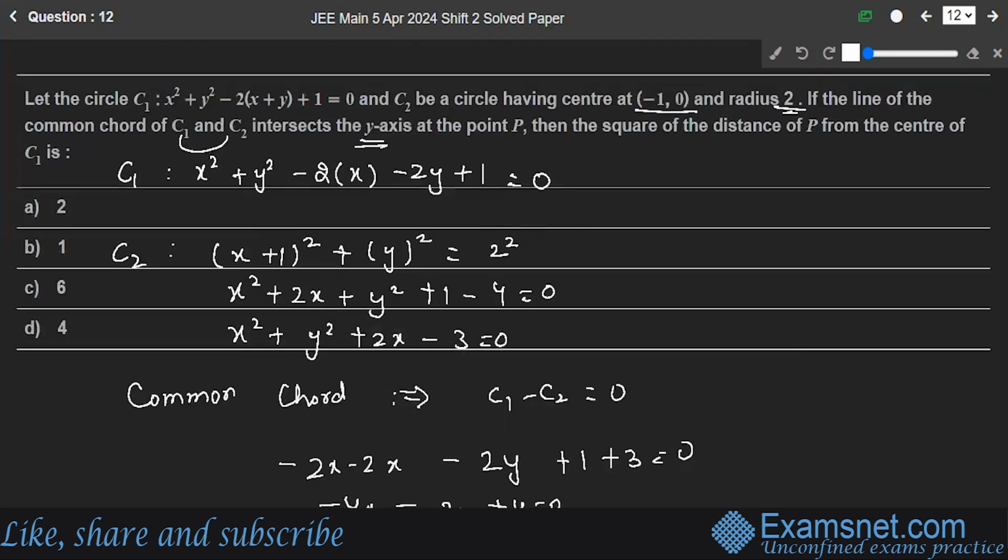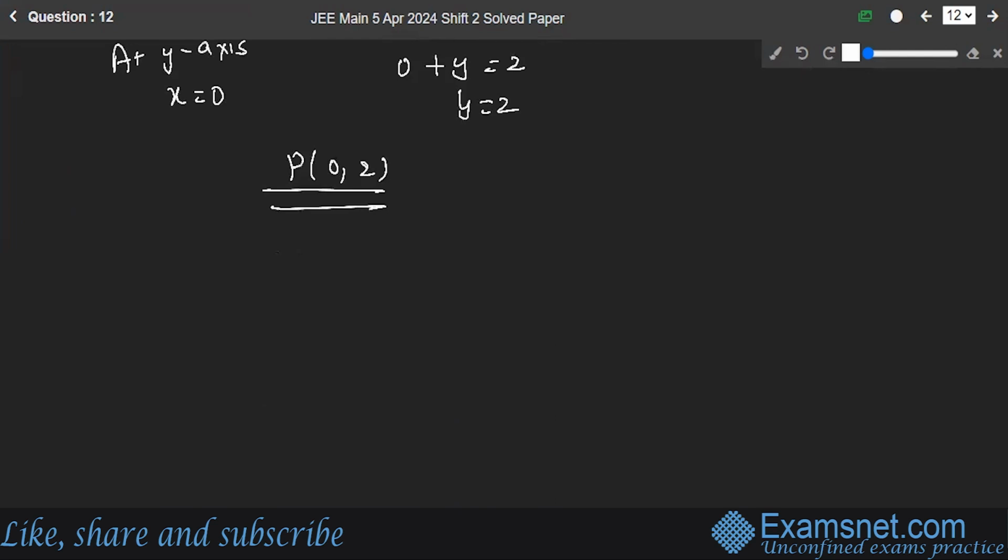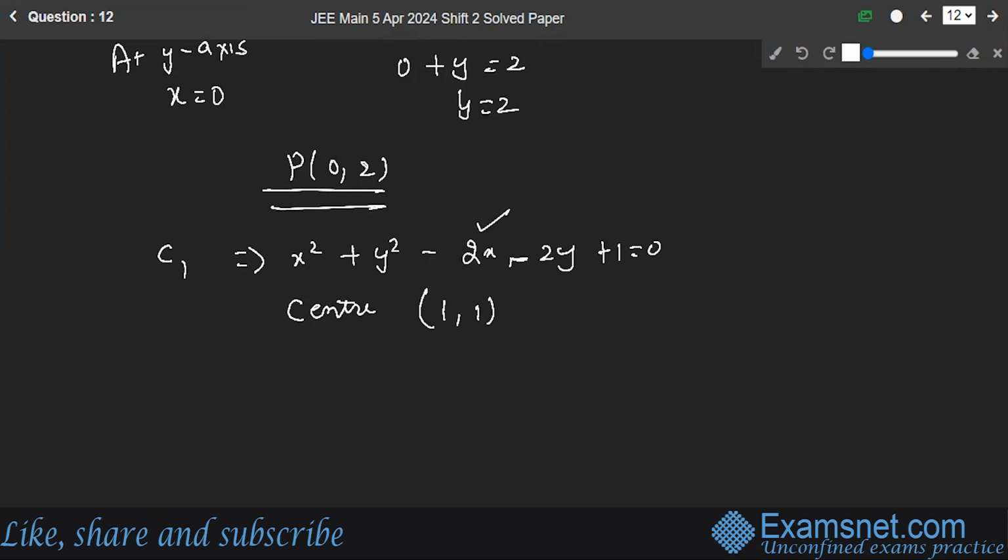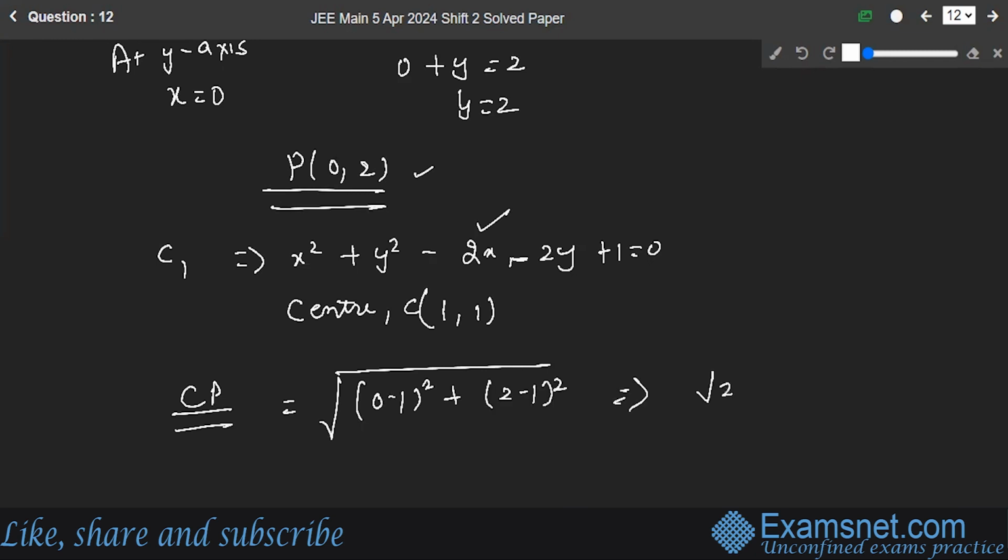Now, what do you have to find out in the question? Square of the distance of P from the center of C1. So let's find out the center of C1 as well. The C1 was given by x square plus y square minus 2x minus 2y plus 1 is equal to 0. C is minus half the coefficient of x, minus half the coefficient of y, which is (1, 1). And let's find out the distance between these two points. So let's say this is C. So you have to find out CP. This is given by root of (0 minus 1) square plus (2 minus 1) square, which is equal to root of 2.